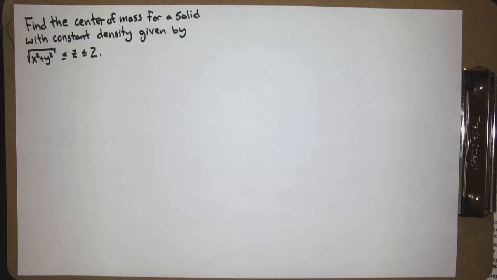Find the center of mass for a solid with constant density given by the square root of x squared plus y squared is less than or equal to z is less than or equal to 2.